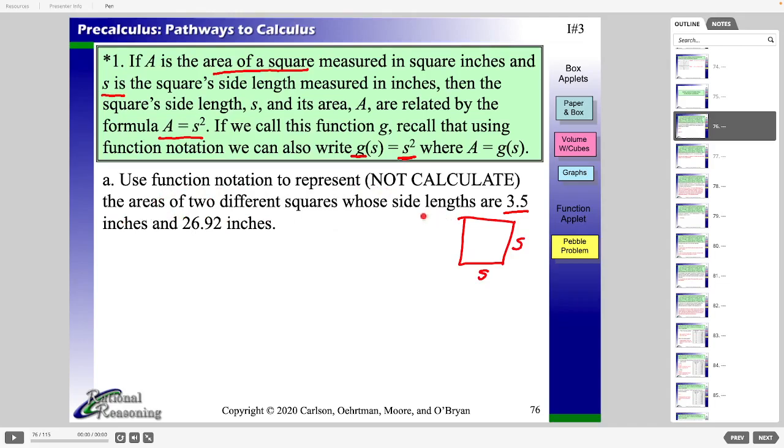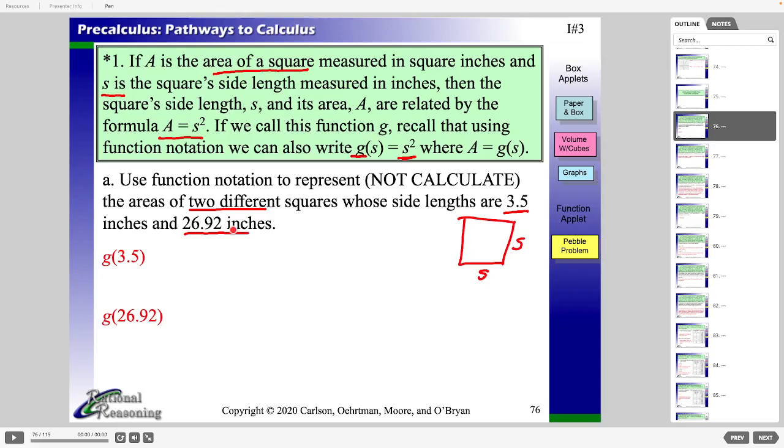we want to use a side length of 3.5 and 26.92. I'm assuming they mean this function notation represents the areas of two different squares. So the area of the first square, of course, is going to be G of 3.5. 3.5 times 3.5 will give it to us, but again, we're just using notation to represent it, and G of 26.92 would be the second one.